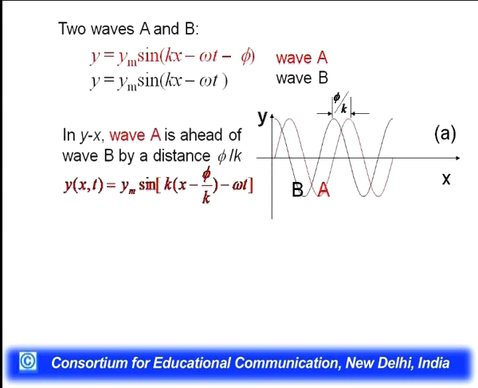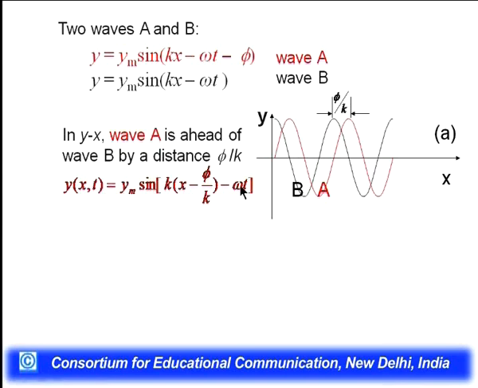Now here we see wave A in the y-x direction. Wave A is ahead of wave B. The red color defines wave A and the black defines wave B, and wave A is ahead by a distance of phi by k. Here we see that the distance between these two is phi by k. Now y(x,t) equals ym sin(kx minus phi by k minus omega t).